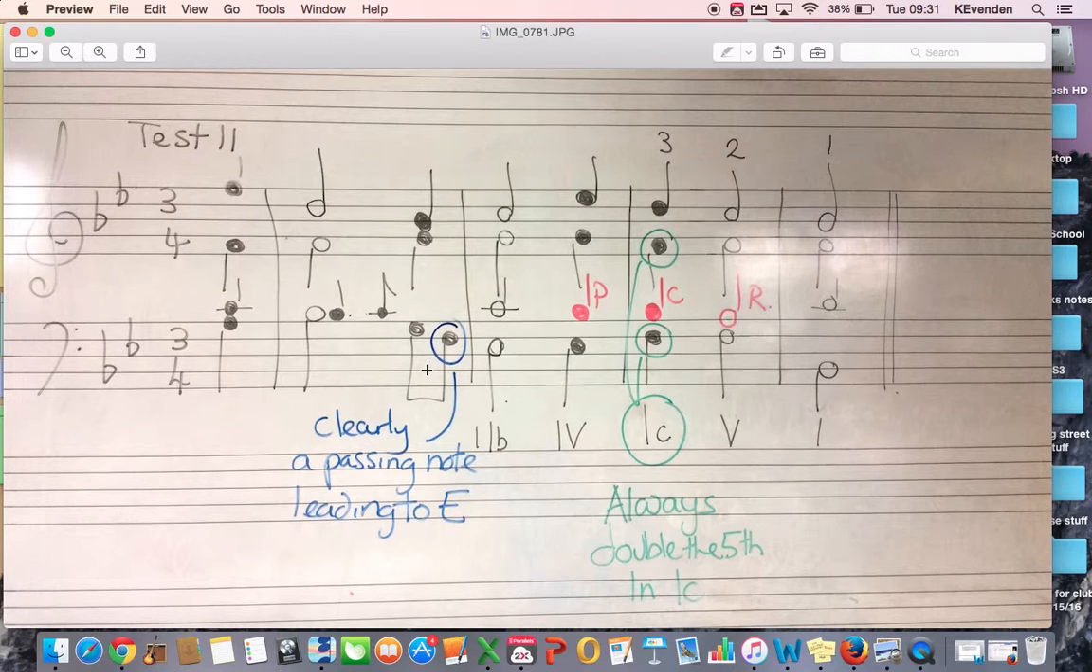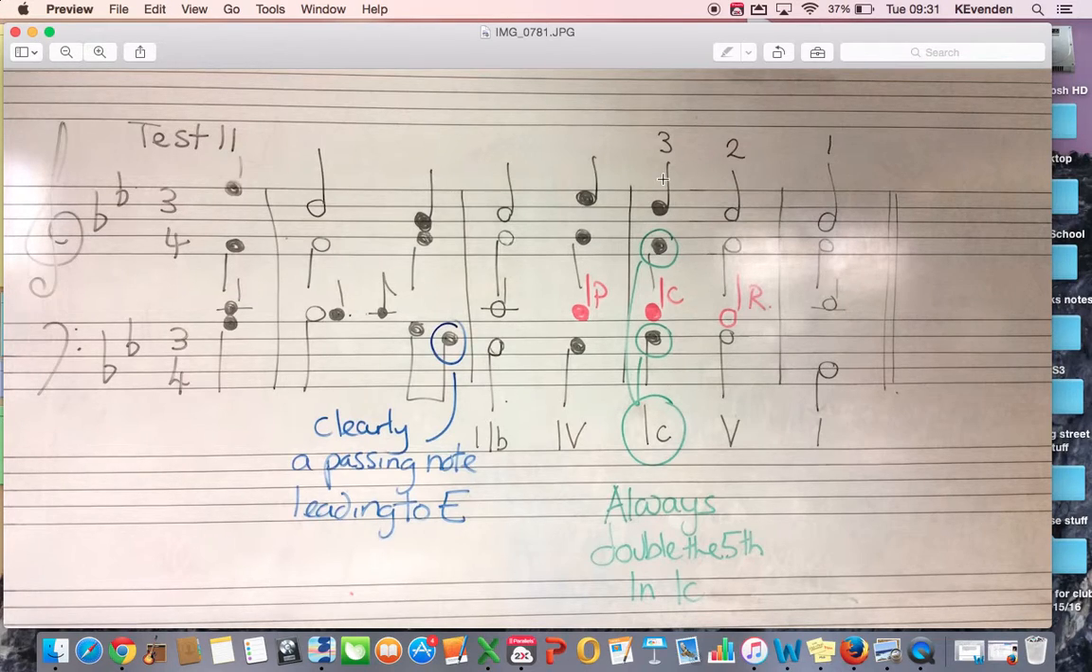You could have treated it as a lower auxiliary note, potentially. That could have gone to a G instead. Okay, that's a personal choice. I've gone with the passing note myself. But things like that, you need to be looking for opportunities to add in passing notes, upper or lower auxiliary, possibly an anticipation, because that will get you extra marks in the style.